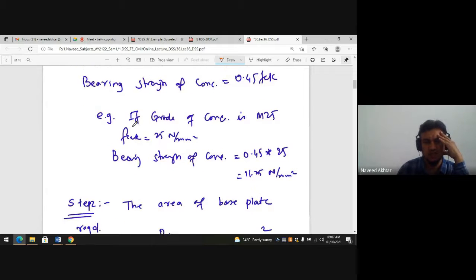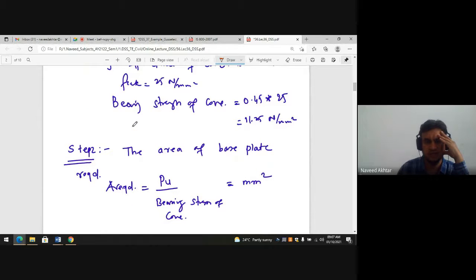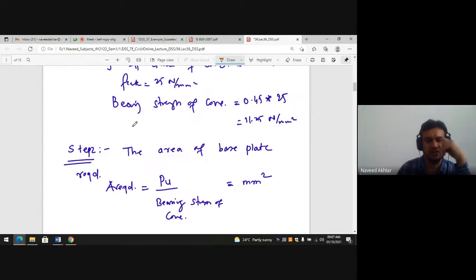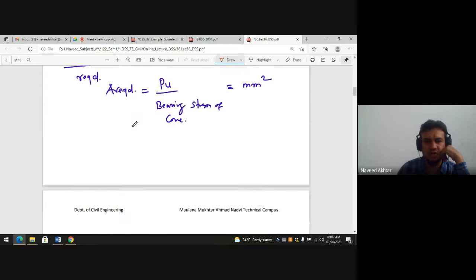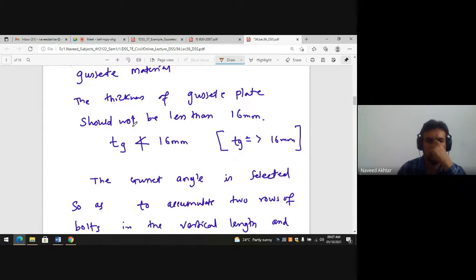First we have to assume the grade of concrete and, based on the fck, you have to decide the bearing strength of concrete. Then the area required you find out as per the load, and then select the size of the gusset material, the thickness of the gusset plate, and it should not be less than 16 mm.